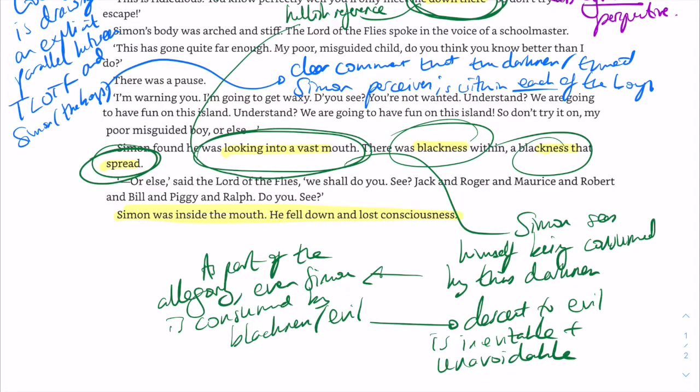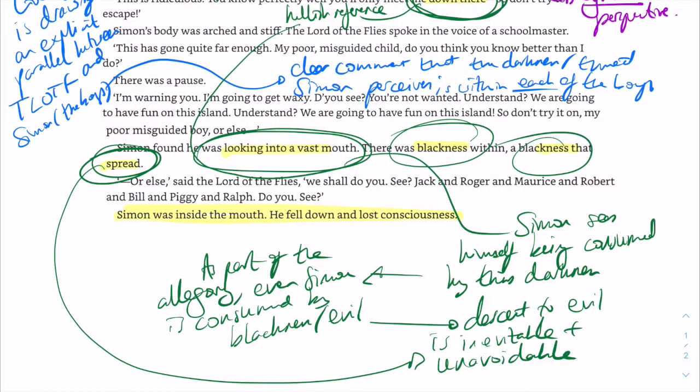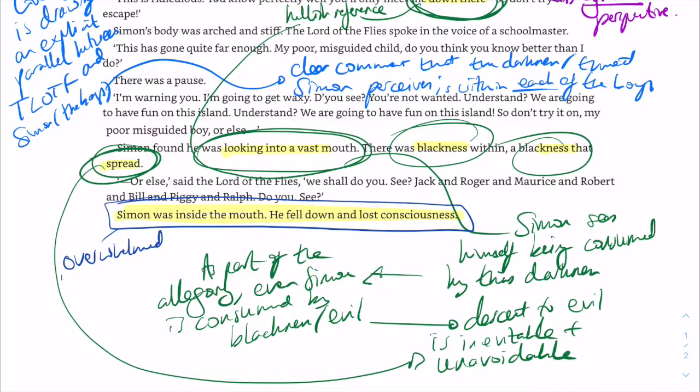Simon was inside the mouth, he fell down and lost consciousness. So until this point, Simon has been silent, Simon has been unable to speak, he has been unable to resist and unable to argue against this voice of evil. But now he's inside the mouth, he is being consumed, he is finally being utterly overwhelmed by this. And this is preempting, of course, his death, just in a few pages' time. But he is being overwhelmed firstly by the presence of evil, by this reminder, this symbol of evil.